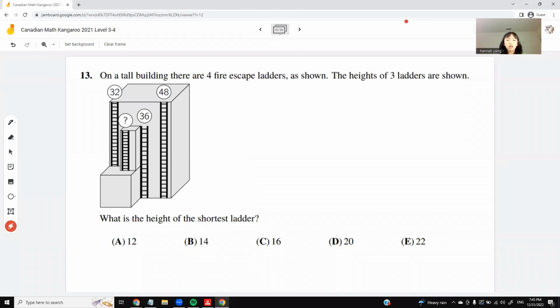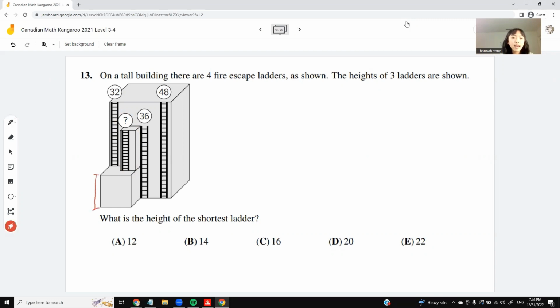Problem 13. On a tall building, there are 4 fire escape ladders as shown. The heights of 3 ladders are shown. What is the height of the shortest ladder? So we can see that this, with a question mark, is the shortest ladder, and we need to try and find the height of it. But first, we need to find the height of the block it's on.